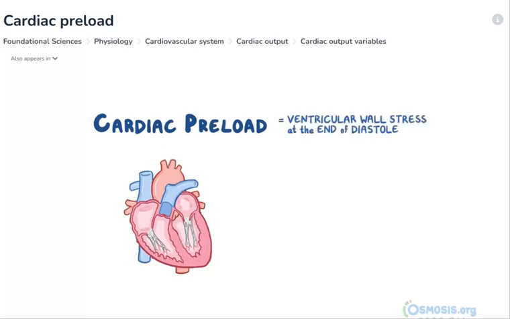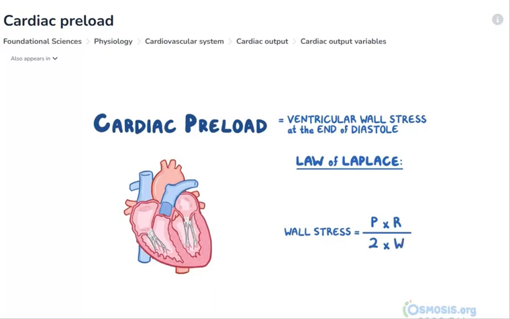And it can be calculated using the law of Laplace, which states that wall stress equals pressure P times radius R over 2 times wall thickness W. Another way to say this is that cardiac preload is directly proportional to the end diastolic pressure and radius of the left ventricle, and inversely proportional to 2 times the ventricular wall thickness.